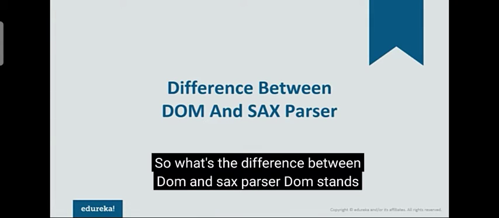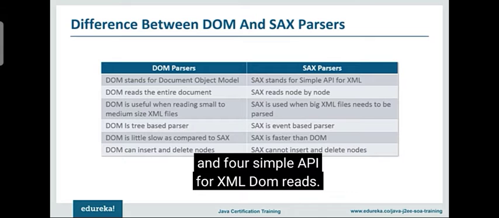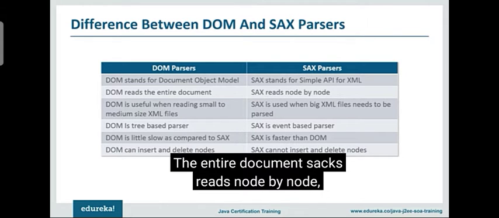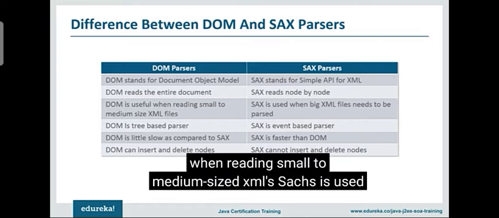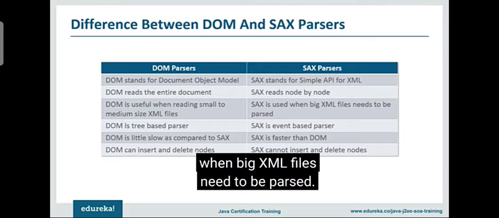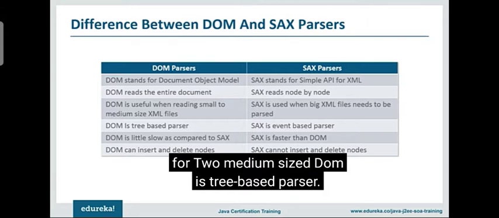So what's the difference between DOM and SAX parser? DOM stands for Document Object Model. SAX stands for Simple API for XML. DOM reads the entire document. SAX reads node by node, which we saw, sequentially. DOM is useful when reading small to medium size XMLs. SAX is used when big XML files need to be parsed. SAX is good for big, and DOM is used for small to medium size.